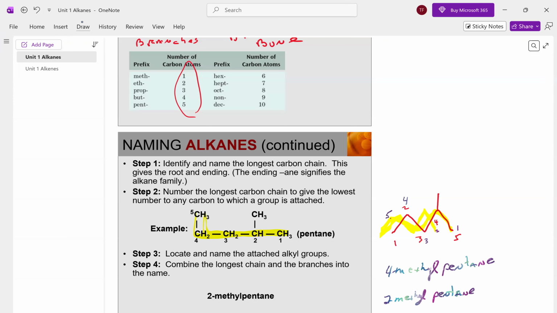Okay, 2-methylpentane, okay? 3 parts, remember now. That's how long the backbone is. Functional group: ane is an alkane. And because we have a branch on carbon number 2, it's 1 carbon long, so it's a methyl branch. And that one is more correct because the number is lower.